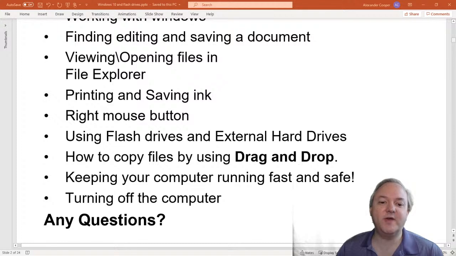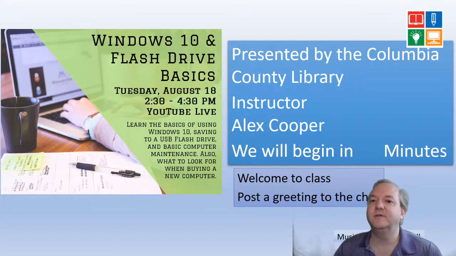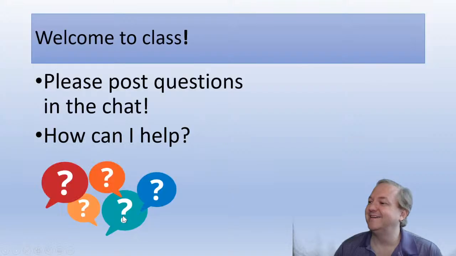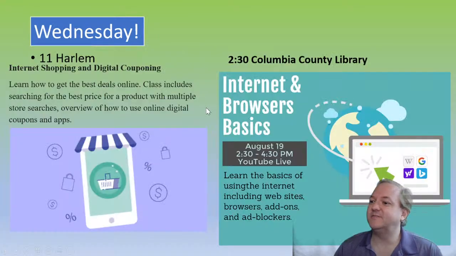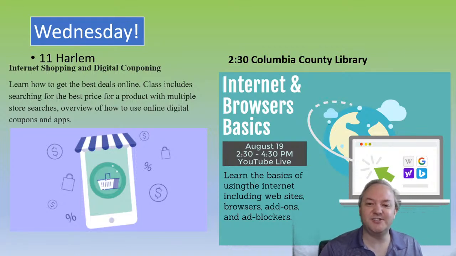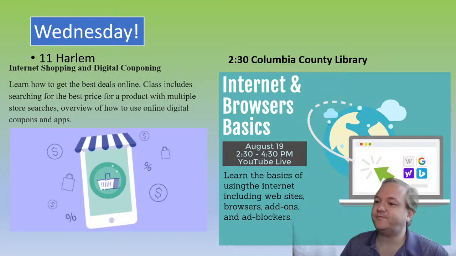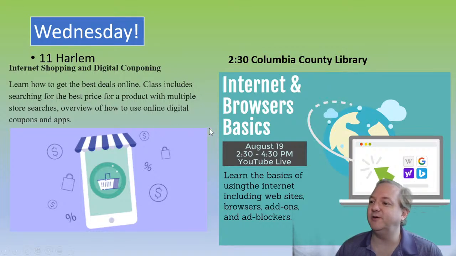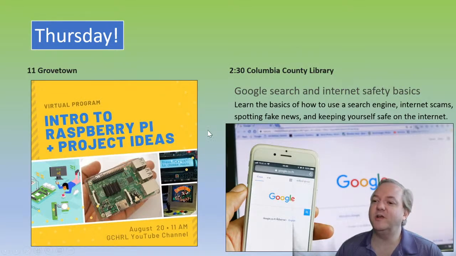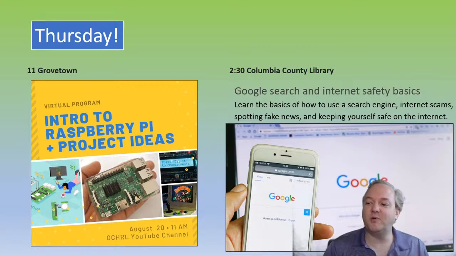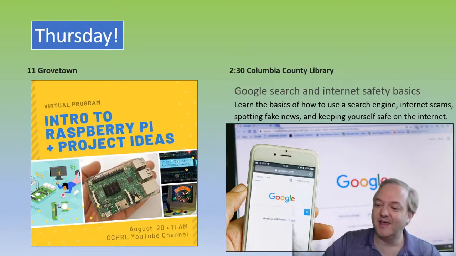Now let me go ahead and go over some of our other classes that we have coming up tomorrow, and hope you'll join me for those. So tomorrow at 11, we're going to be doing internet shopping and digital couponing here on our GCHRL Videos YouTube channel. And tomorrow afternoon, we're going to do internet browsers and basics, like I said, kind of part two to this. The internet shopping is a lot of fun too. Tomorrow, Thursday morning, we're going to be doing introduction to Raspberry Pi projects and ideas. Yay! And I'm working on a new project.